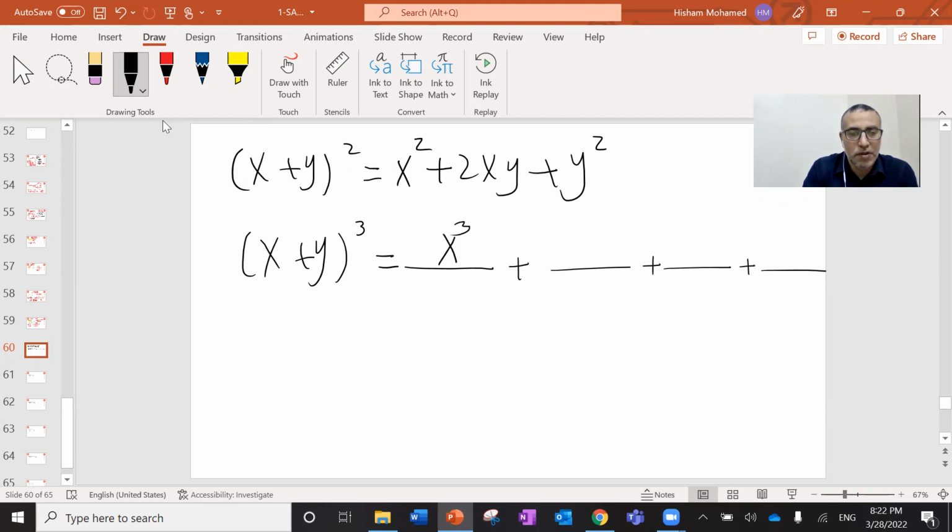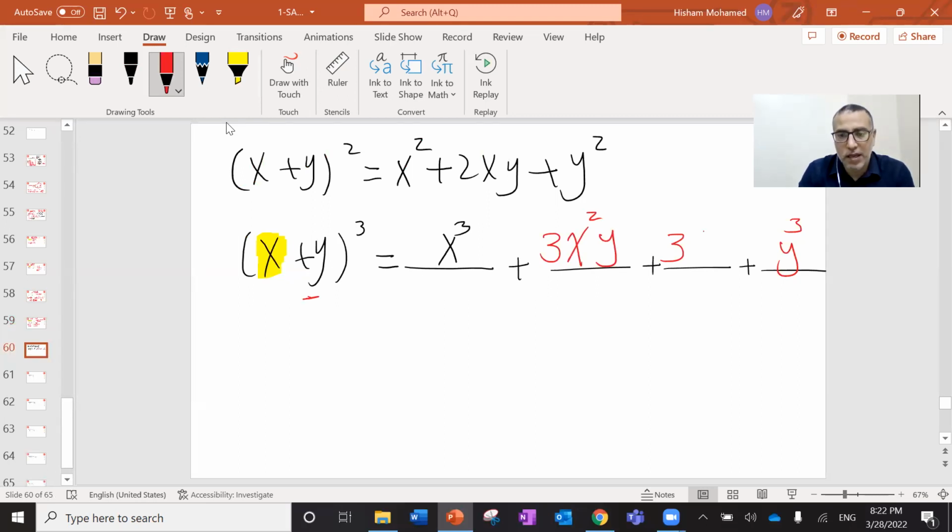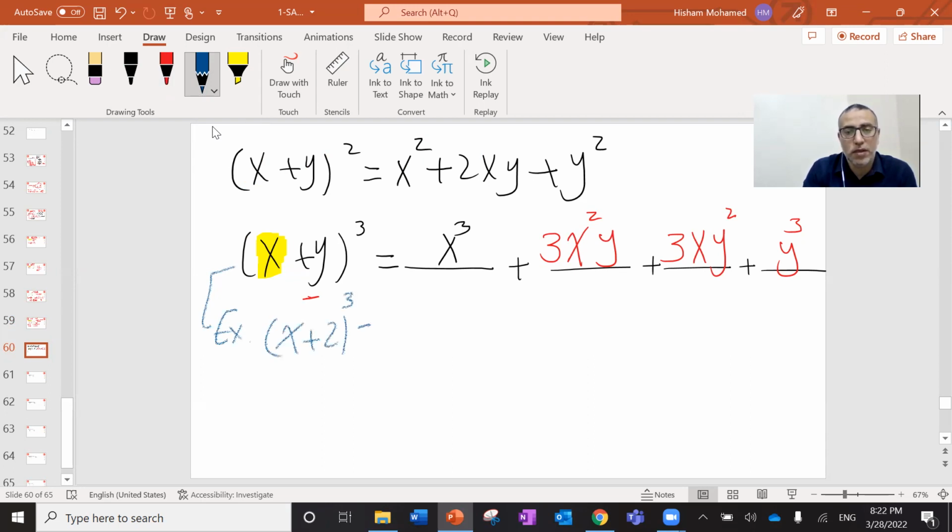The first term is x power 3, as we can see. The last term is y power 3. And you have 2 terms in the middle, each one of them starting with coefficient 3, but here x squared y, and here x y squared. And you can use this to solve this example: x plus 2 to the power of 3. It will give 4 terms.